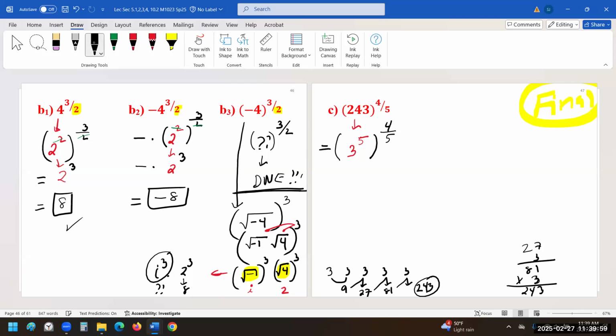Okay, so you're happy because we found what is 243. Now what happens? What do you do after that? Mustafa? 5 cancel out. That was our goal, to cancel the 5. So you're left with what? 3 from the inside and 4 from the outside. And what is 3 to the 4? 81.